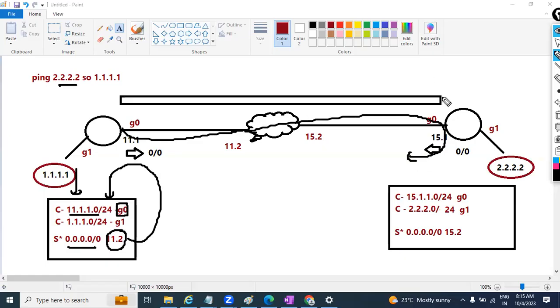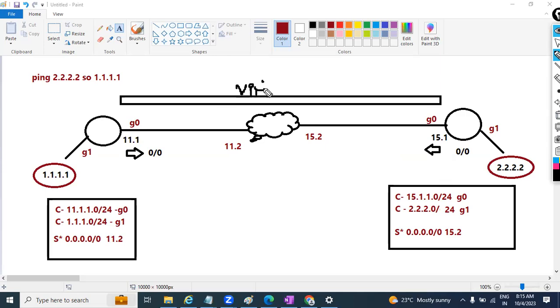During the reply, what would be the destination IP? 1.1.1.1. Do I have any reachability? I do have what? Default route. How? 15.2. Like how to reach, now which exit interface? 15 network, Z0 interface. Clear? So now I have configured a VPN.